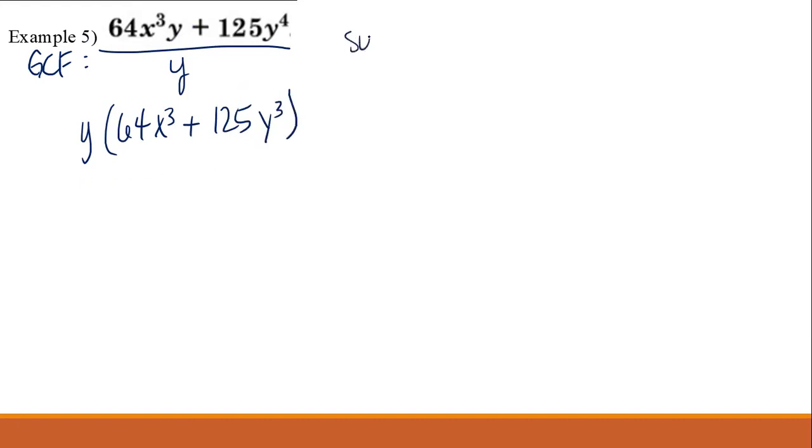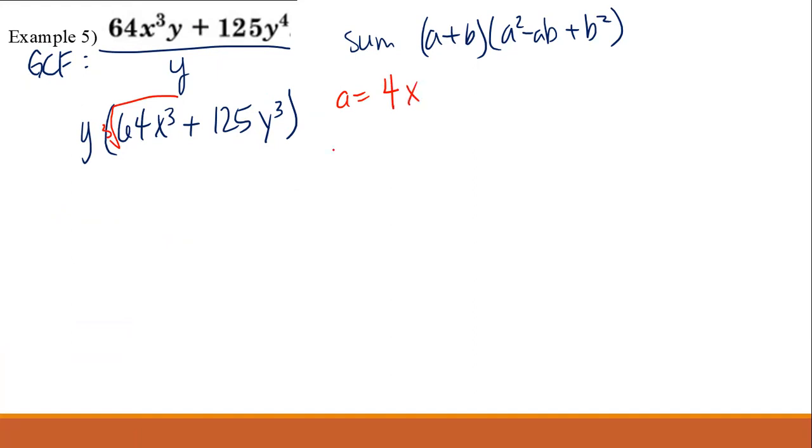And it's a sum, so we know we are doing a plus b times a squared minus a times b plus b squared. So in this case, what's my a and what's my b? The cube root of 64x cubed is actually 4x, and then the cube root of 125y cubed is 5y. So when I write the factor, I'm not going to forget my greatest common factor.